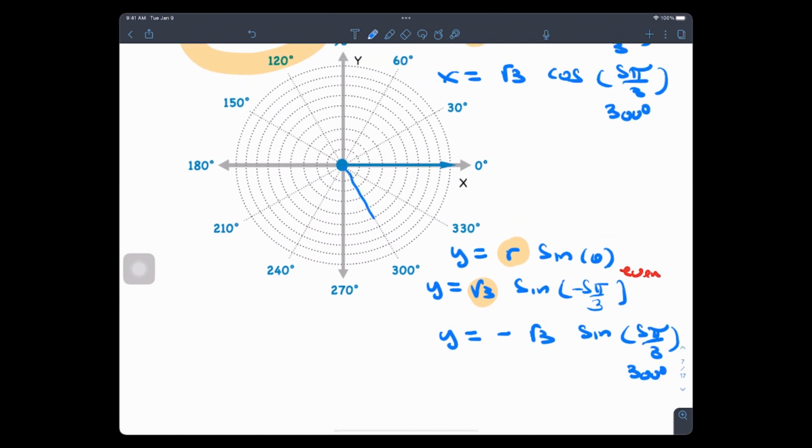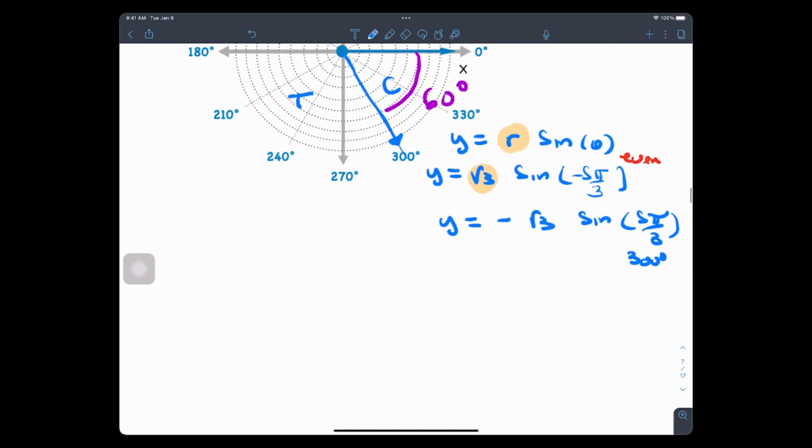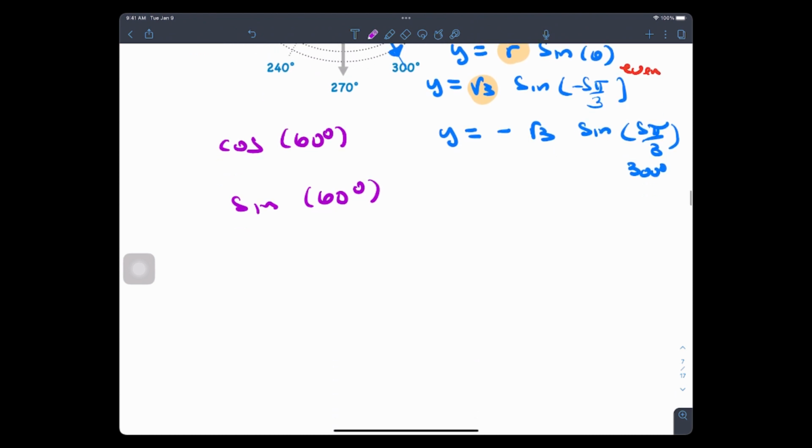So, ladies and gentlemen, how do I find those answers? If this is 300 degrees, what's the reference angle? That's 60 degrees. And then what else do I say? All students take what? Calculus. So I'm going to need cosine and sine of 60 degrees. Is that true? So you say, what's cosine of the reference? What's sine of the reference?